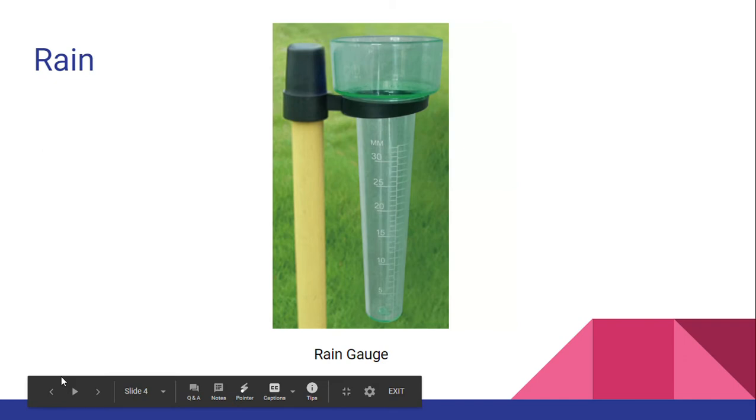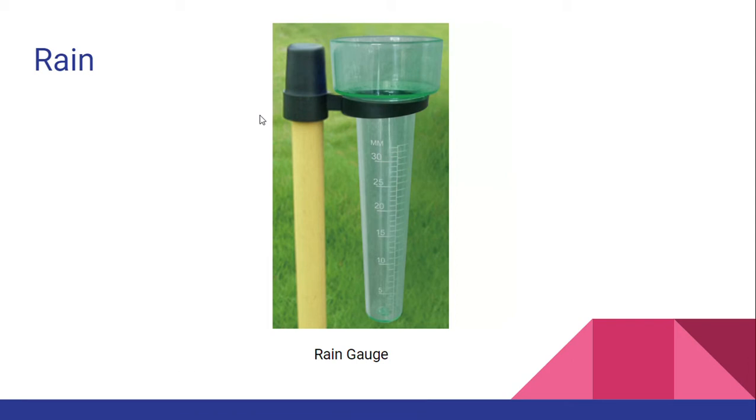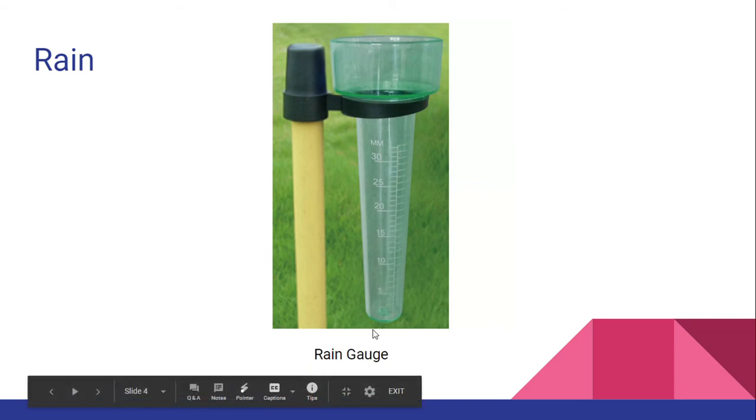Okay, so the last tool we're going to be talking about is a tool that measures rain. The tool that we use to measure rain basically collects the rain, and it is called a rain gauge, and we can see how much it rained in a certain period of time.